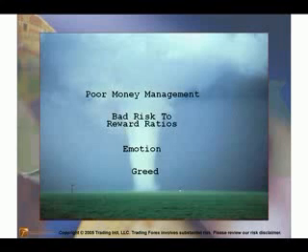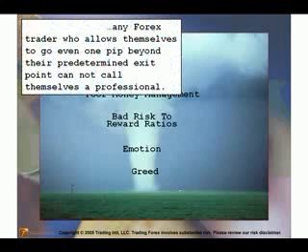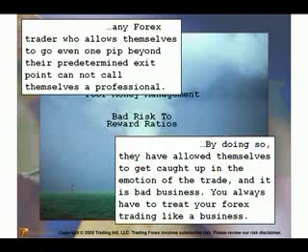I really like this last little section, this text in your book, page 104. Any Forex trader who allows themselves to go even 1 pip beyond their predetermined exit point cannot call themselves a professional. 1 pip, just 1 pip, and you are no longer a professional. By doing so, they have allowed themselves to get caught up in the emotion of the trade, and it is bad business. You always have to treat your Forex trading like a business.